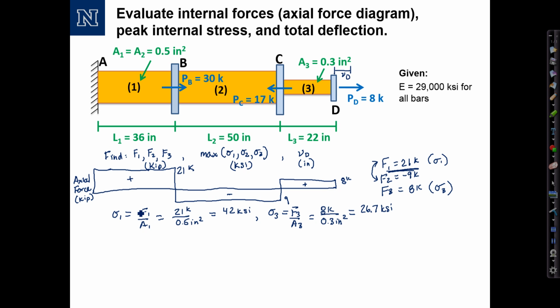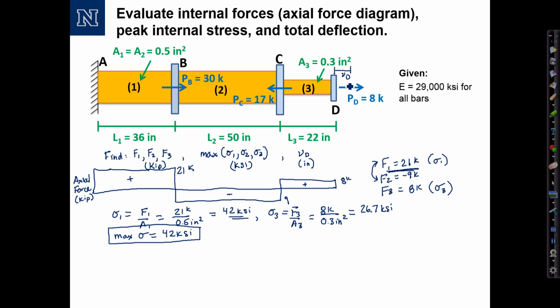So sigma 1 is my maximum stress here. It's the larger of the two numbers. Max sigma equals 42 KSI, and that's what we would be looking for in the problem. If that's what you were asked, you would need to clearly identify which one was the max.